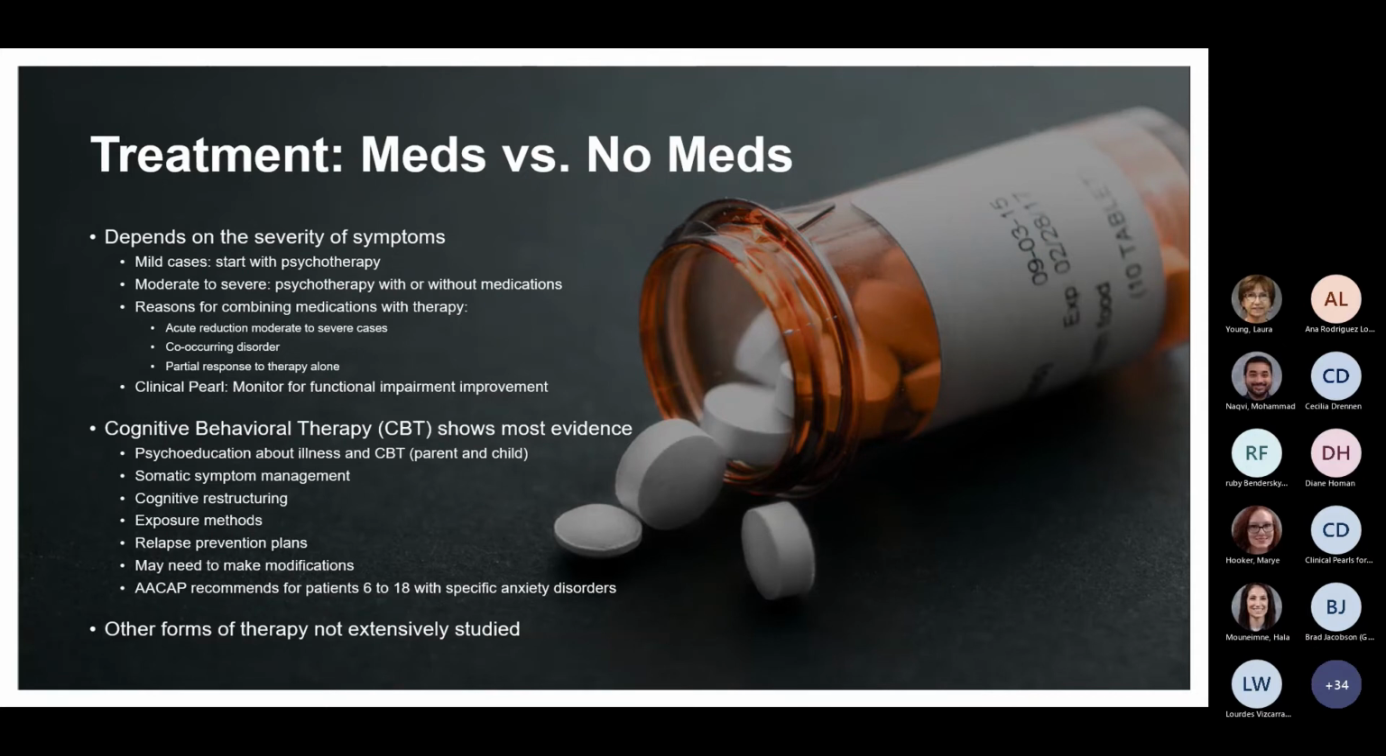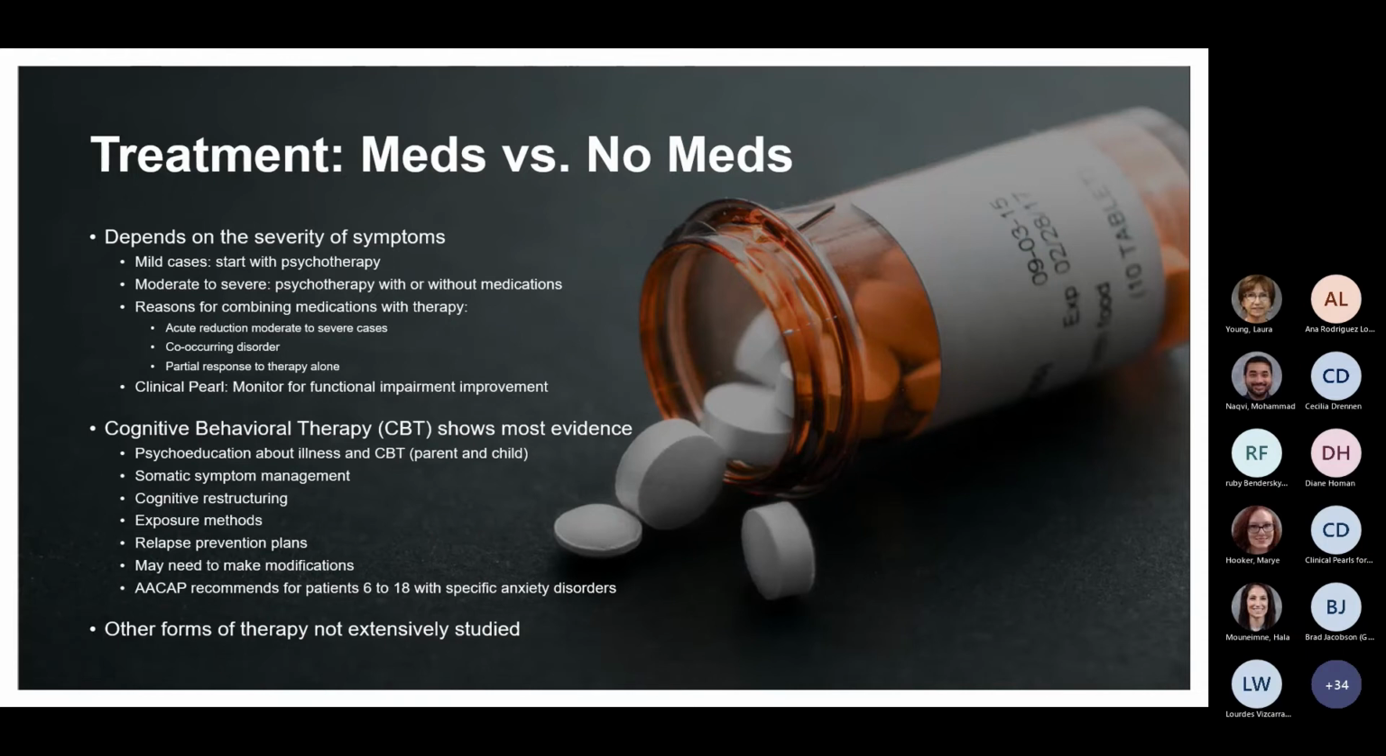And then exposure methods, so exposing them to whatever stimulus triggers their anxiety, and them learning how to deal with and manage their anxiety symptoms when they are exposed to differing levels of that stimulus that provokes their anxiety. Relapse prevention plans, and then they may need to make modifications for a specific diagnosis. So you might do something specifically for a specific phobia that you would not do with generalized anxiety disorder.